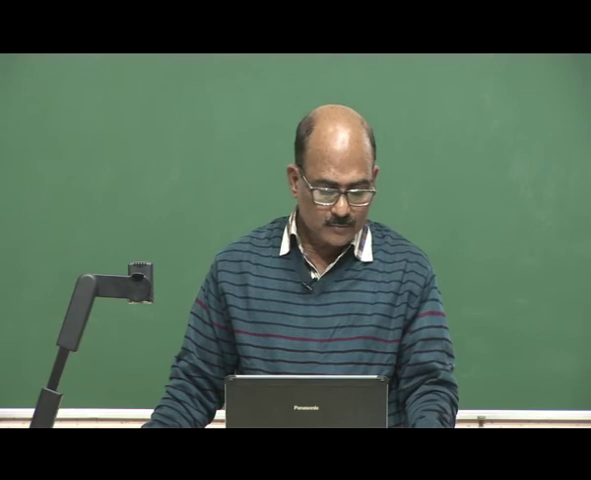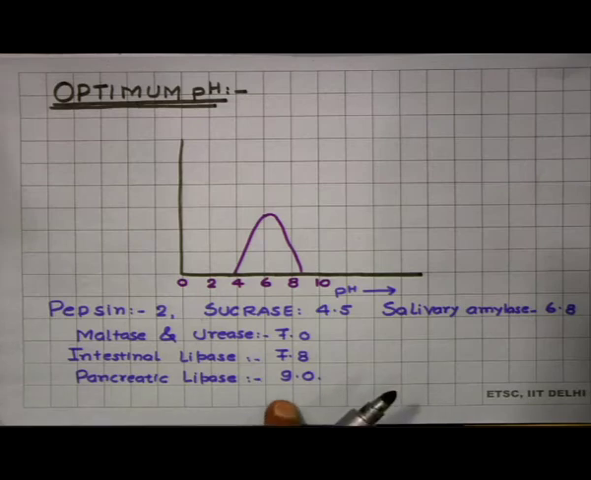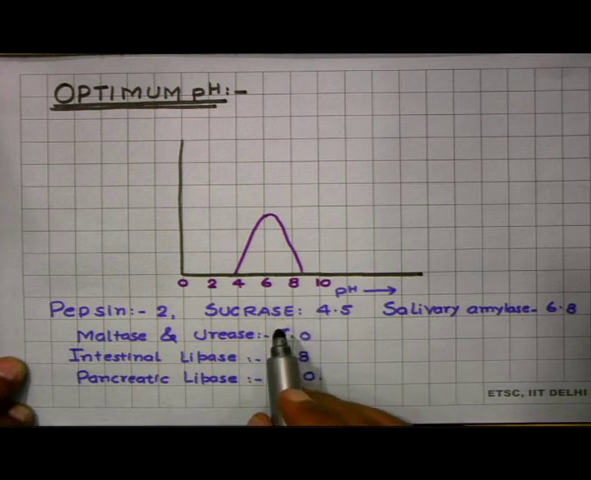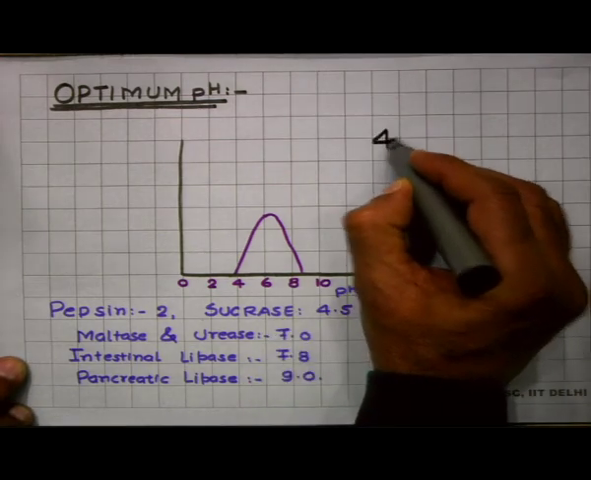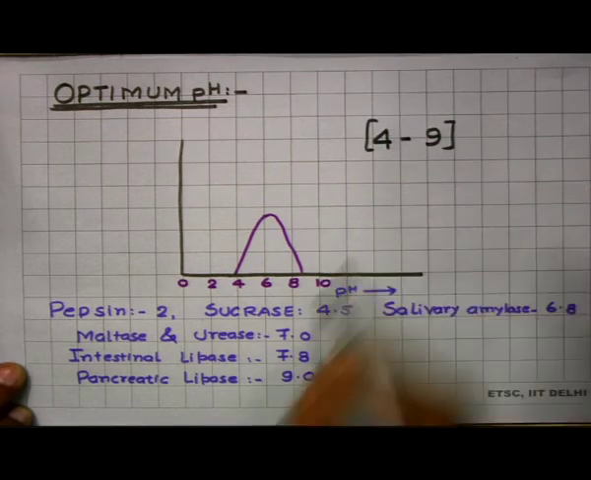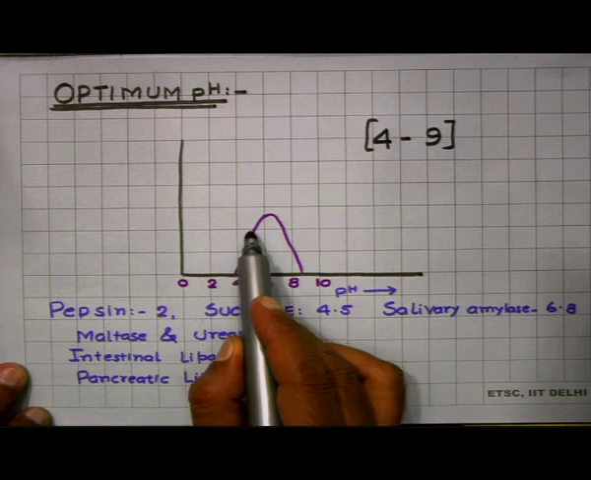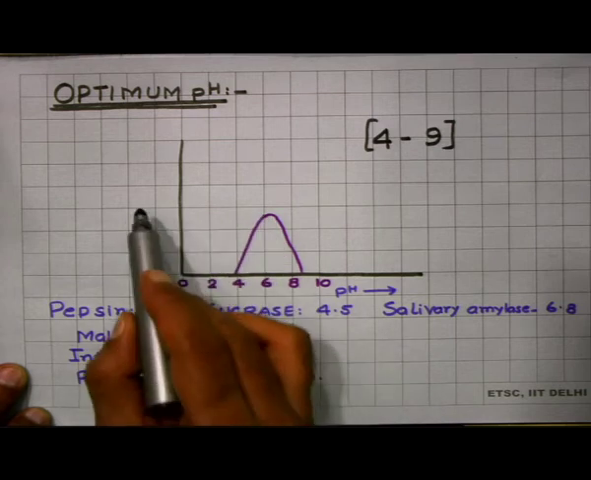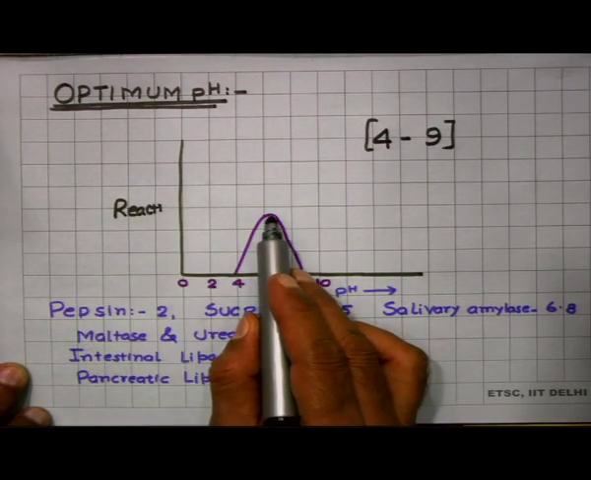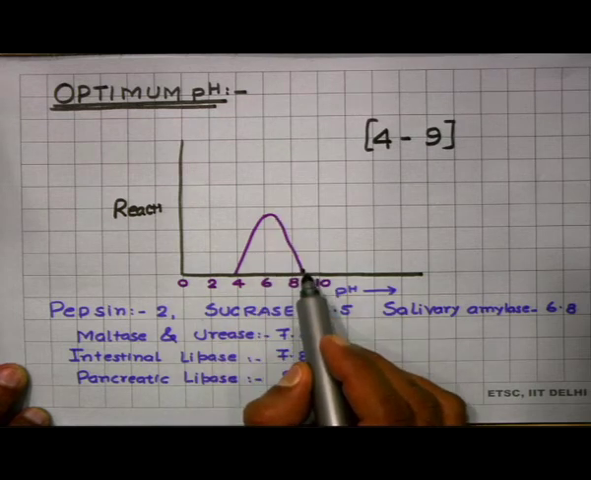Now, pH also has a main role in enzymatic action. The normal pH for the enzyme is 4 to 9, meaning slightly acidic to slightly basic. Here you see, from pH 4, when the pH is increased, the enzymatic activity increases, but when it goes more than 7 or 8, the activity of the enzyme decreases.